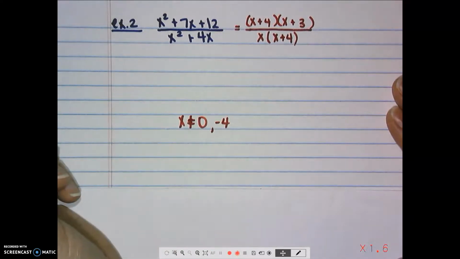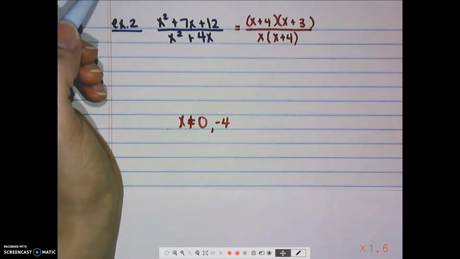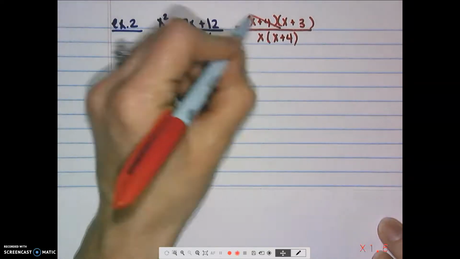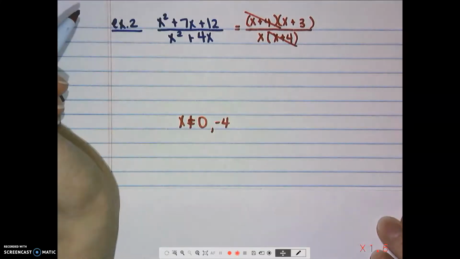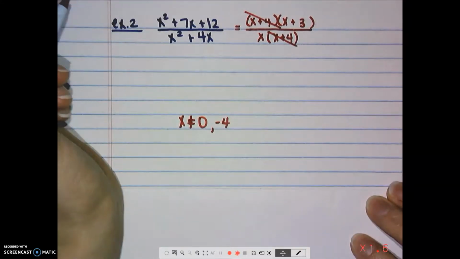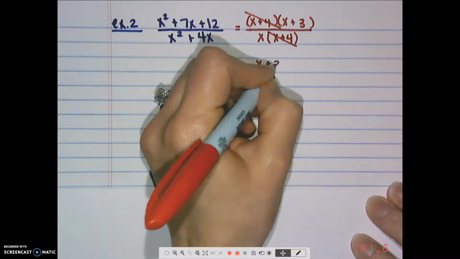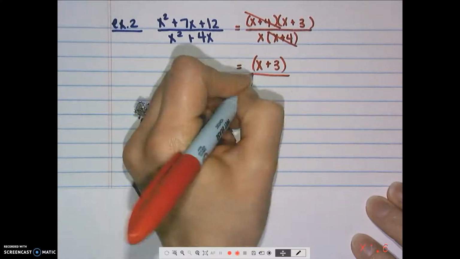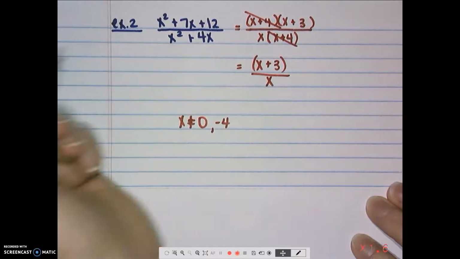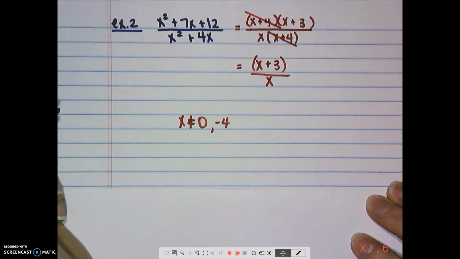So there's our restrictions. In terms of the simplifying piece, we're going to cross off things in the numerator and the denominator that are exactly the same. That means if we have an x plus 4 divided by x plus 4, those would give us just 1. Okay, so that means that we have x plus 3 left. If it helps you to keep track of it, it is in parentheses. You don't need to write it as such. And then we just have x in the denominator.